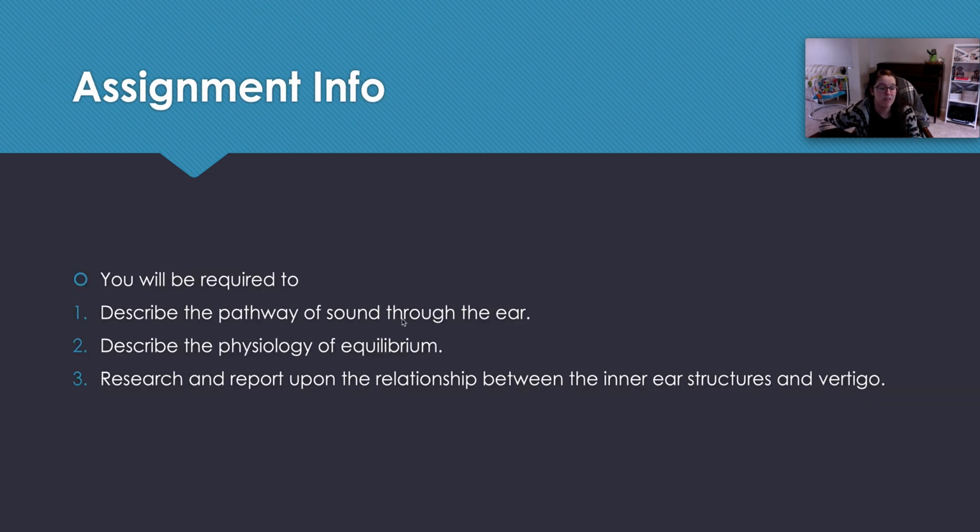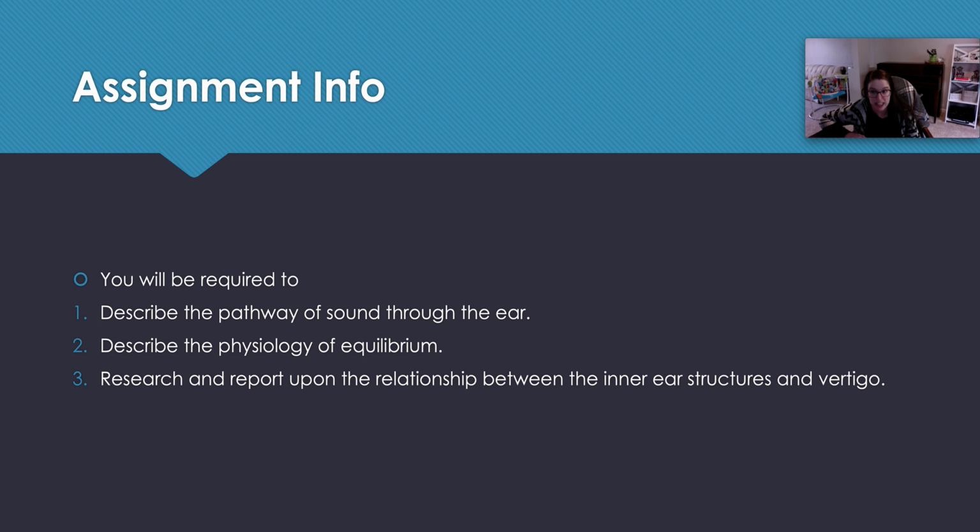All right, from that bit of information, you should be able to describe the pathway of sound through the ear. Okay, so going from pinna all the way to the cochlea. Describe the physiology of equilibrium. So what are the functions of the vestibules and the semicircular canals? And then I want you to look into vertigo.